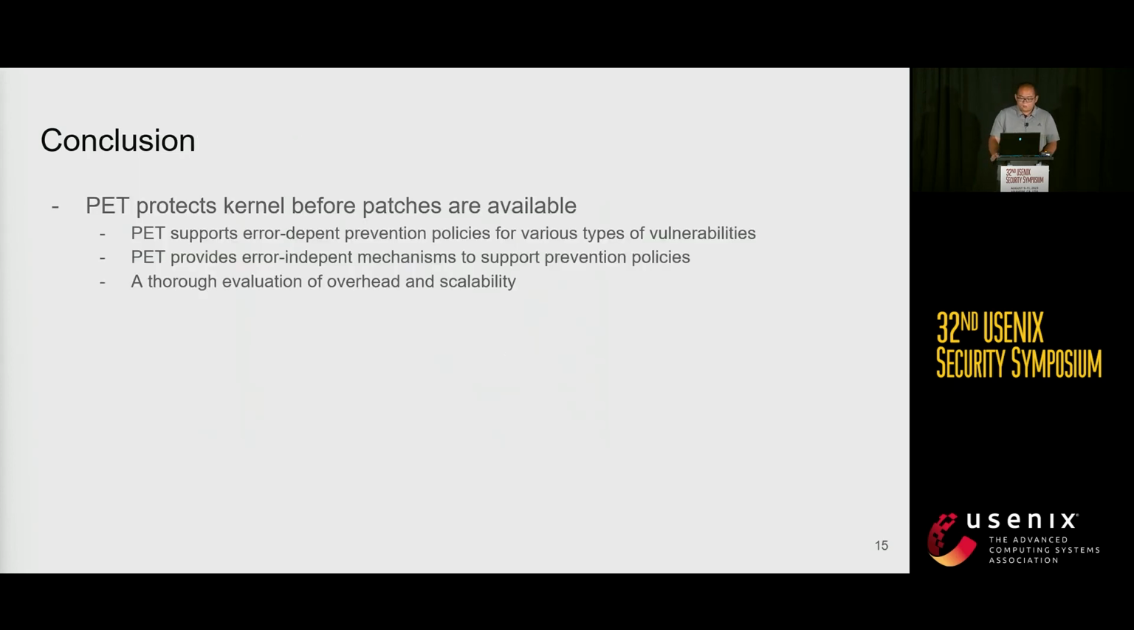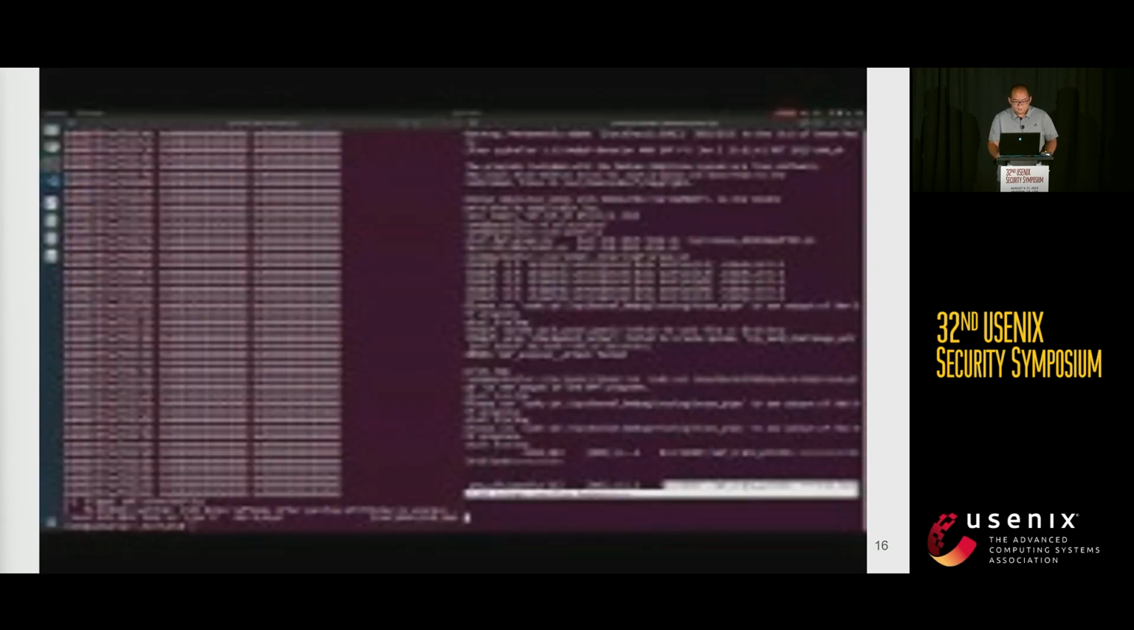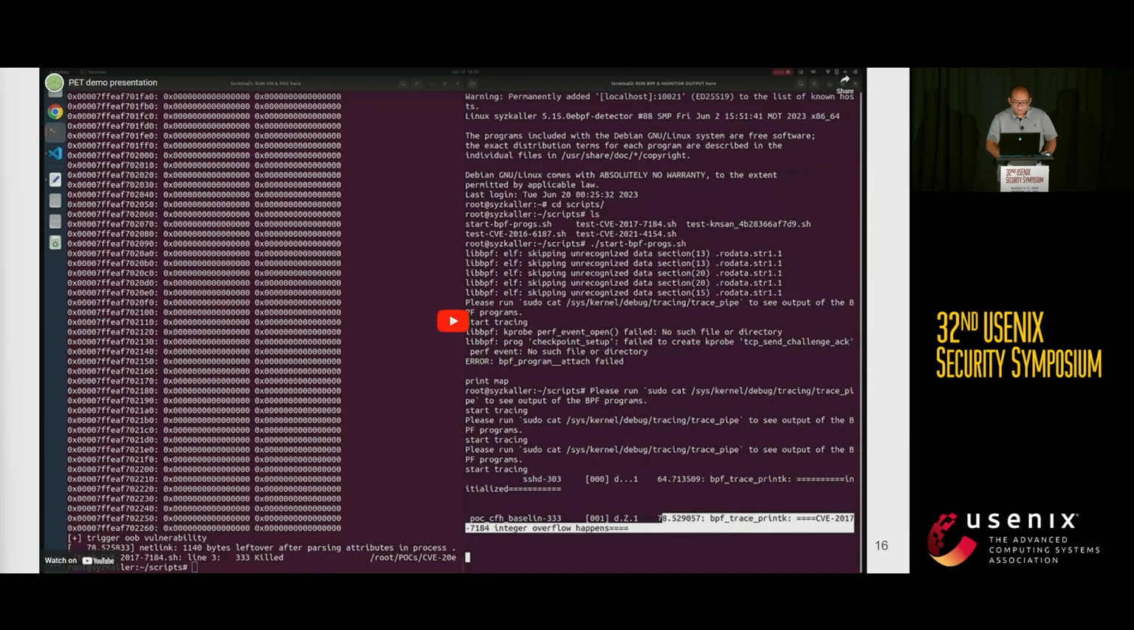In conclusion, our work presents PAT, a framework to protect the kernel before the patches are available. It supports error-dependent prevention policies and error-dependent mechanisms to support the policies. We also make a thorough evaluation of our overhead and scalability. Next, I want to show a demo.